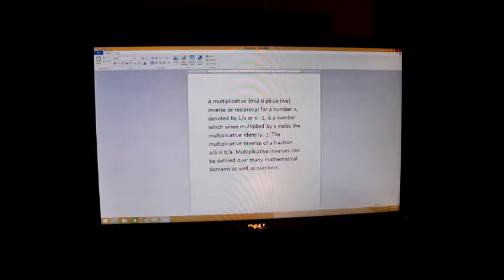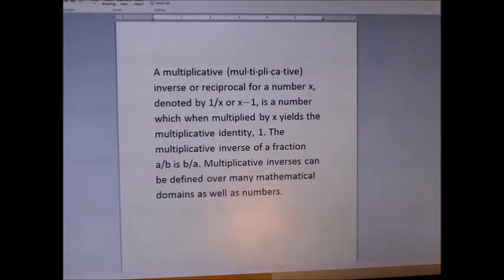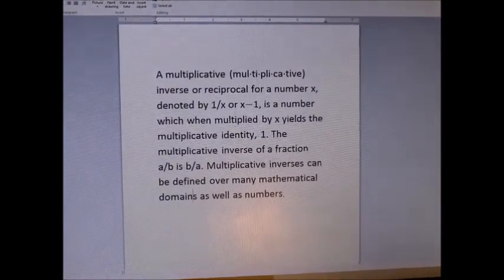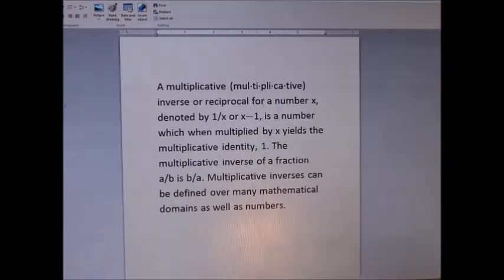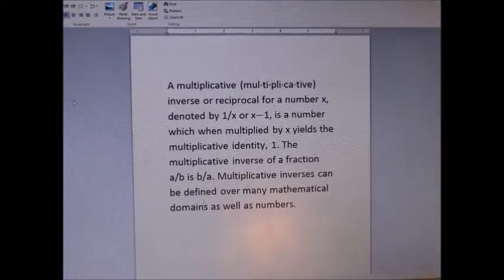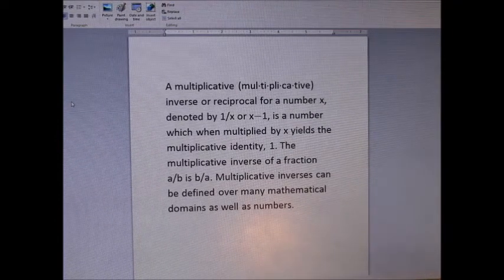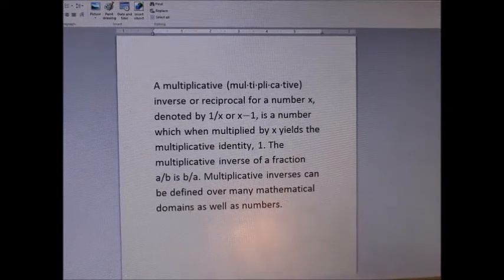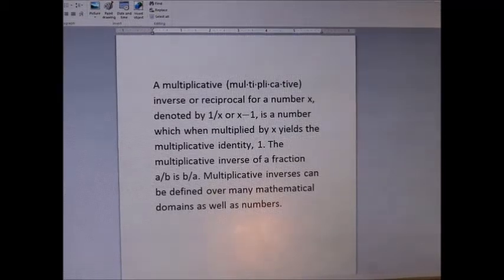A multiplicative inverse or reciprocal for a number x, denoted by 1 divided by x or x to the power of negative 1, is a number which when multiplied by x yields the multiplication identity, 1. The multiplication inverse of a fraction a divided by b is b divided by a. Multiplicative inverse can be defined over many mathematical domains as well as numbers.